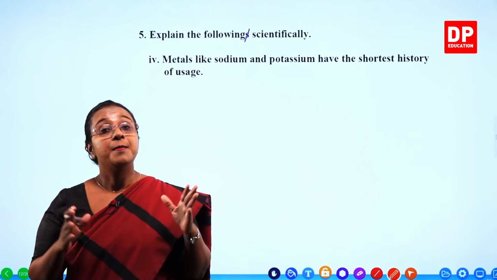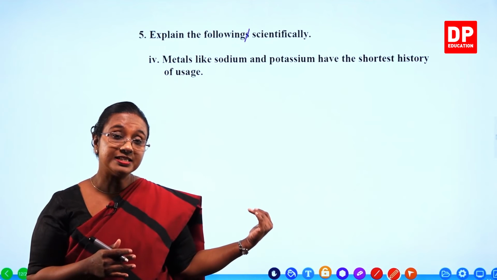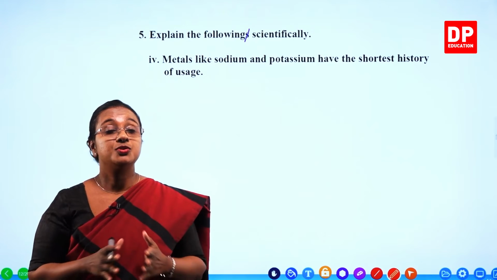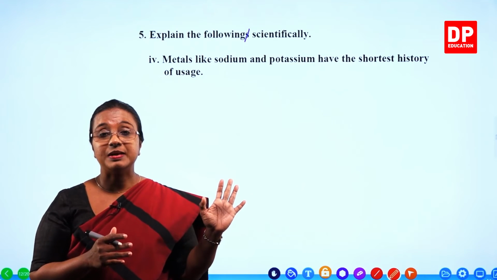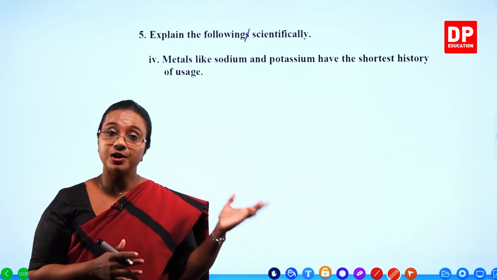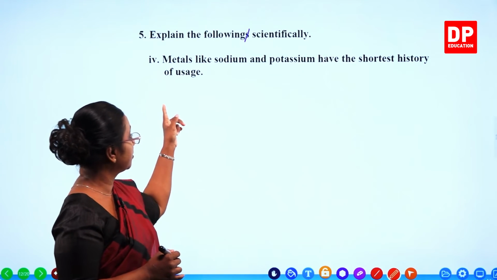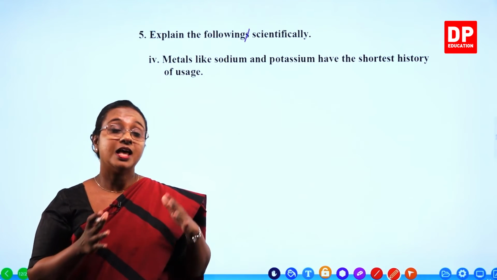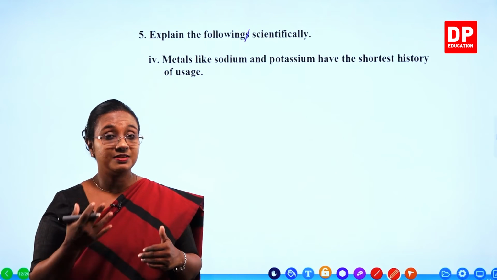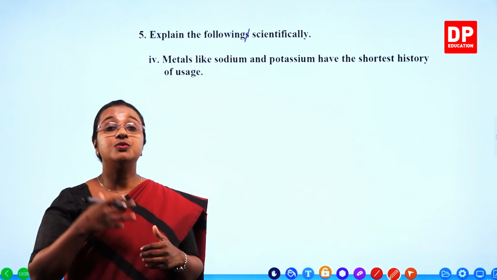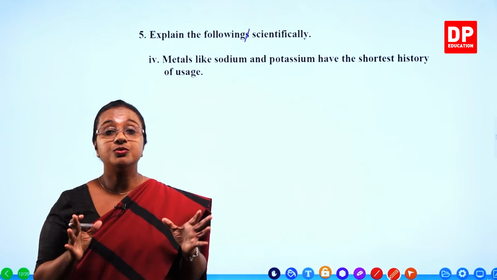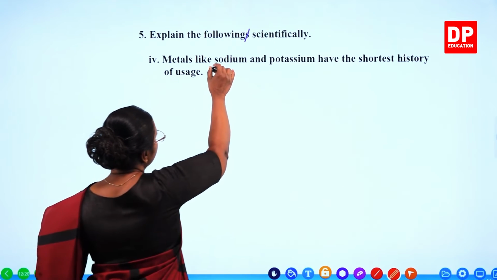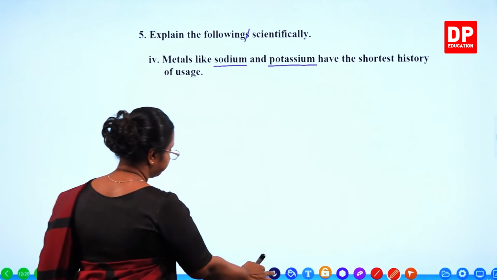And the other thing, because they are highly reactive, we already discussed in the same question, we need to take protective measures to store them. So, because of that also, both these metals were not in use for a long time. They have the shortest history of usage, mainly because of their high reactivity. Their existence was not known, it was difficult to separate them, and also it is difficult to store them. So, those are the reasons why they have the shortest history of usage. So, we need to answer that, sodium and potassium.